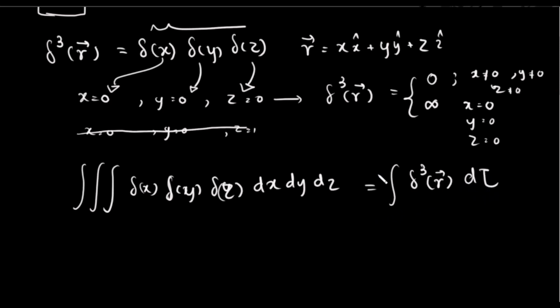Now this d tau can be written as dx dy dz. This is how we get this kind of relationship. So this is tau, because we are considering a volume here. Now we have minus infinity to plus infinity, because we are considering delta x dx. That means delta x dx goes from minus infinity to plus infinity, the range of the function. This is true for delta x dx, delta y dy, and delta z dz.